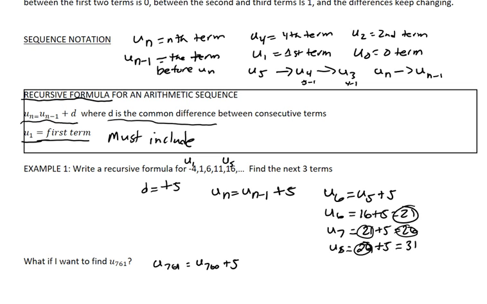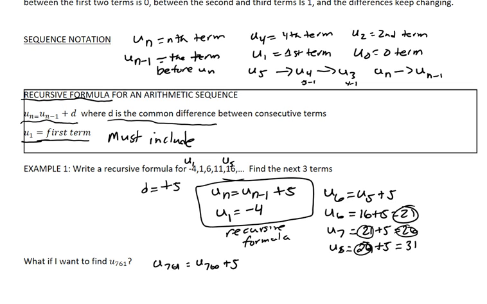By the way, the last thing we have to do up here is u sub 1 is negative 4. That is the whole thing. That is our recursive formula. You might say, why do we have to have the u sub 1? Here's why. Suppose I give you this.